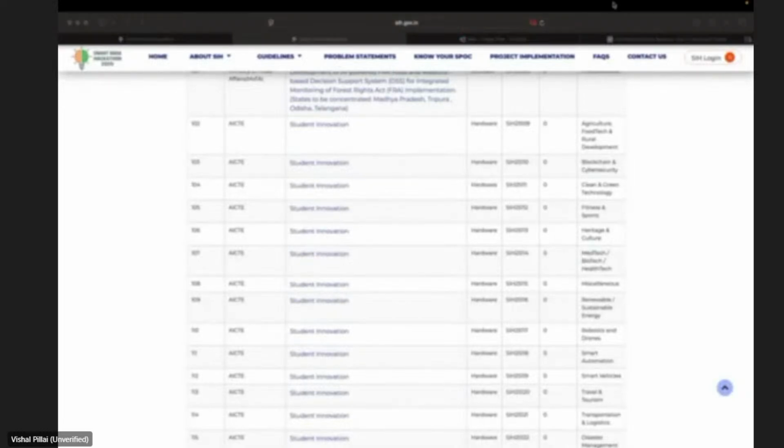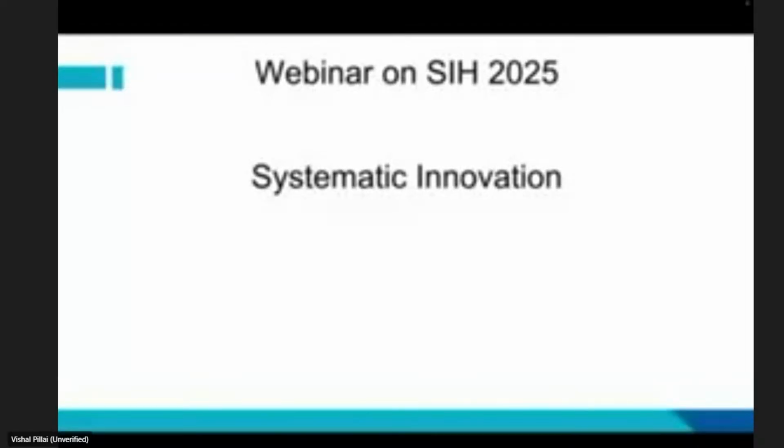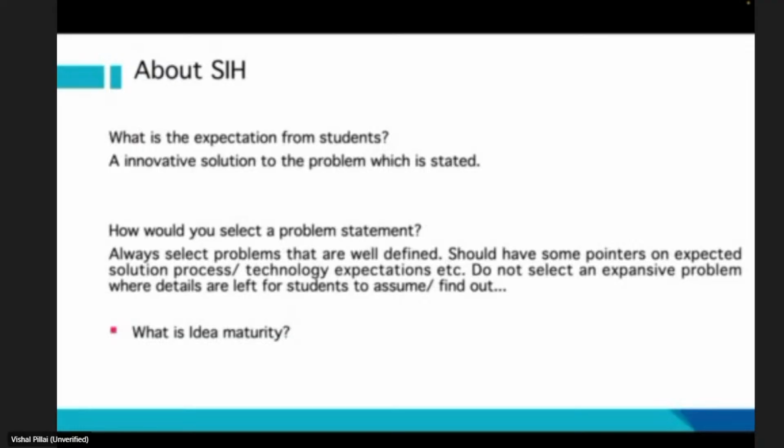Okay, so what I will do is go through what systematic innovation is, and then we will talk a little more about the SIH, basically what the expectation is from the students. We are going to talk about what the expectation of the SIH is from a student as an innovator. An innovative solution to the problem is what they are asking for. Secondary is the process of having a prototype.